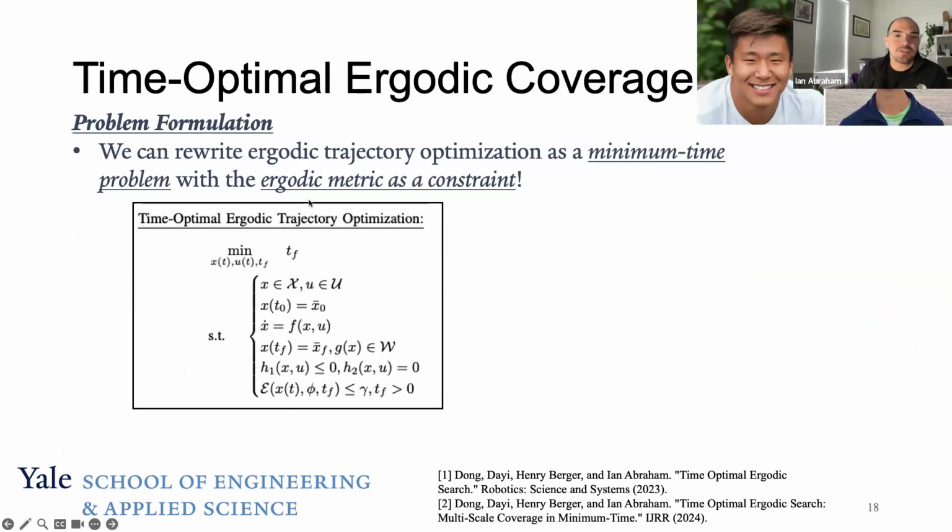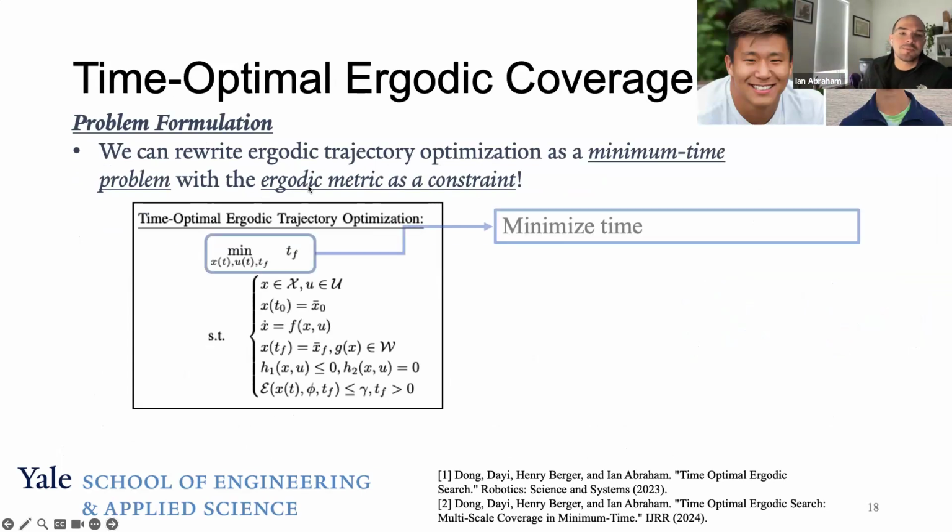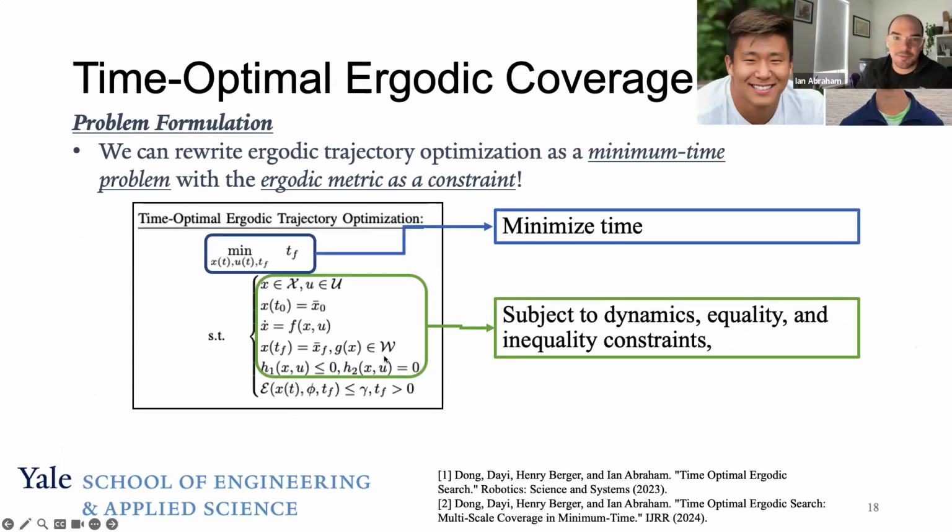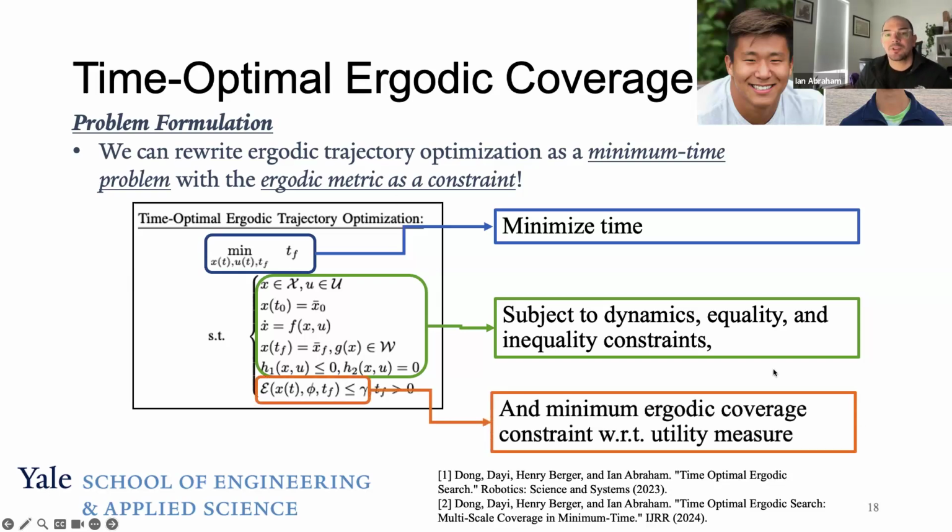So what we did was rewrite the problem as a minimum time problem, where we use the ergodic metric as a constraint. This was done by my two students, Ethan Dong and Henry Berger. So the idea is we are going to minimize time, subject to dynamic equality and inequality constraints. And then we're going to add this minimum ergodic coverage constraint with respect to some utility measure. We're going to have some phi that we define ahead of time, and we're saying, okay, get some upper bound in there.